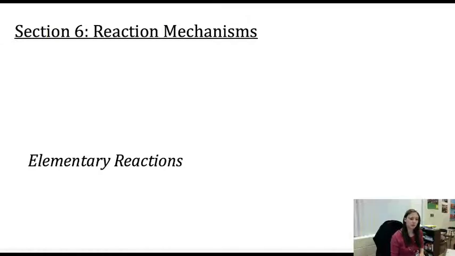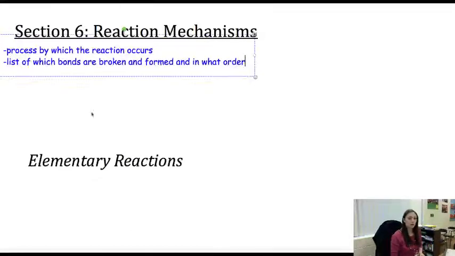Okay, we're going to look at section 6 here, which is reaction mechanisms. Reaction mechanisms are just the process by which a reaction occurs. It's a list of what bonds are broken and what ones are formed and in what order this happens.